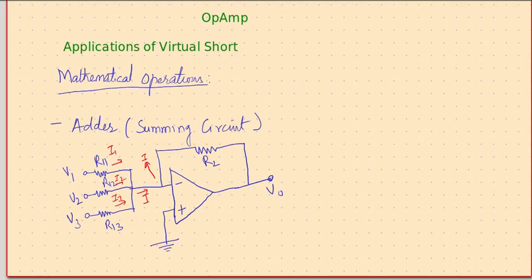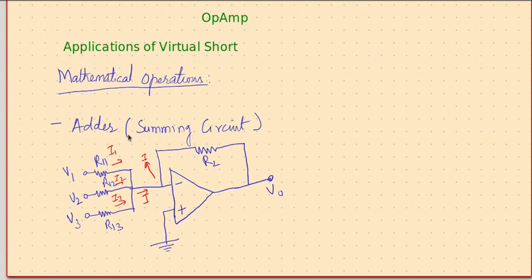Hi friends, welcome back. We are looking into the applications of the virtual short concept of operational amplifier, and now let us see why the circuit is called operational amplifier, as it is said that it can perform mathematical operations.